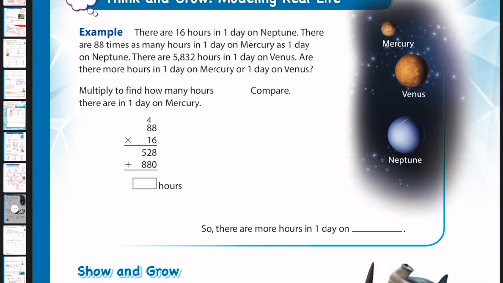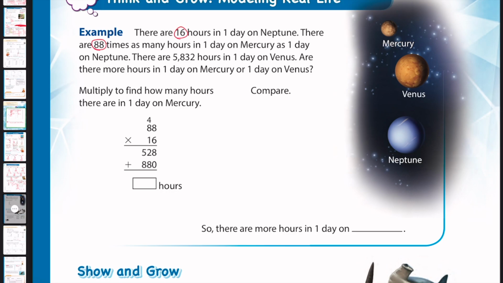All right, last page. Example: there are 16 hours in one day in Neptune, and there are 88 times as many hours in one day on Mercury as one day on Neptune. Wow. Okay, 88 times 16 hours, right?